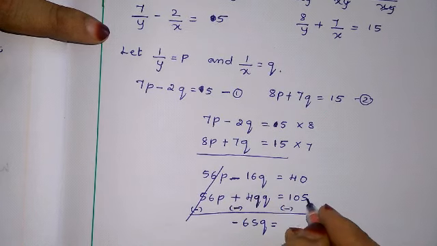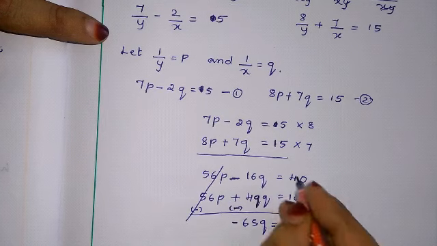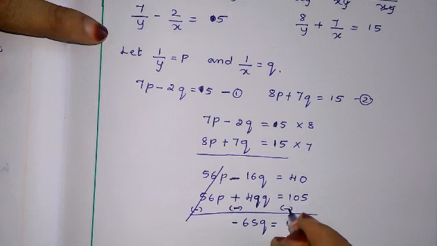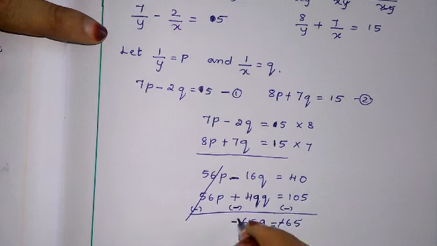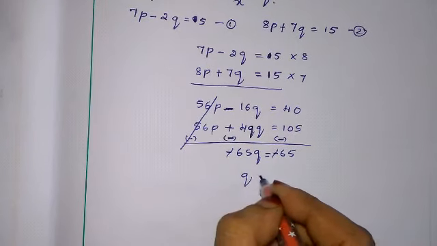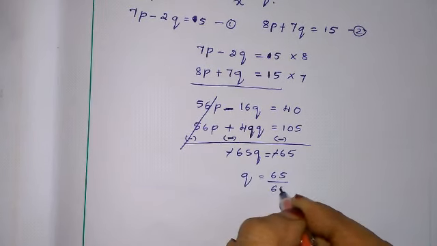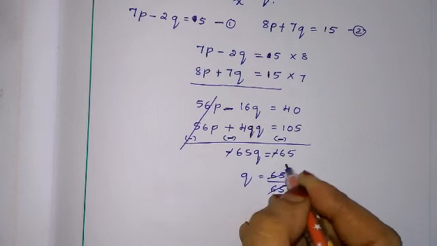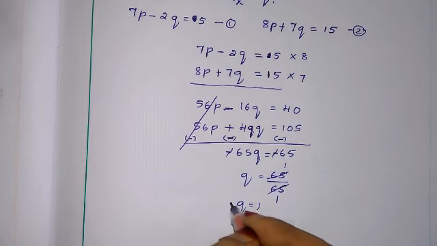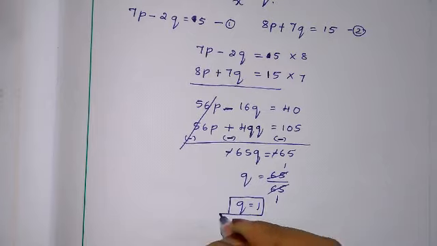Both minus, we have to do plus but the sign will be minus. 105 minus 40. 5 minus 0, 5. 10 minus 4, 6, so 65. Here also the greater number is minus. So minus minus get cancelled. q is equal to 65 by 65. 1 q we got 1. q value we got 1.